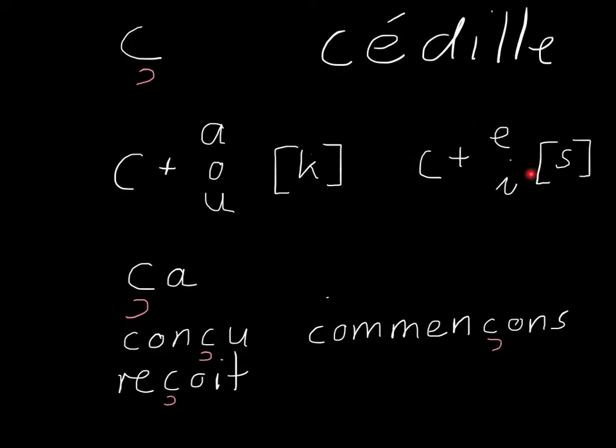A C followed by an E or an I is pronounced like an S. Ce, si. If you want the C that is followed by an A, O or U to be pronounced like an S, you need to put that cédille underneath it to make it soft. So this is pronounced ça. Conçu, reçoit, commençons. Okay, so that is the function of the cédille. It makes a C that is followed by an A, an O, or a U soft and pronounced like an S. Répétez. Ça, conçu, reçoit, commençons.